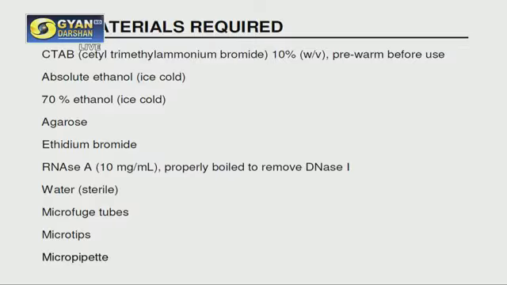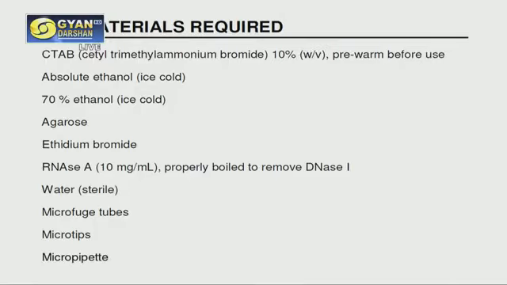First, as I said, CTAB 10%, pre-warm before use. Then you need the absolute ethanol, ice cold. You need 70% ethanol. Then you want to check the quality of the DNA. For that you need agarose. If you remember, in one of my earlier laboratory sessions, I discussed some of the experiments like plasmid DNA isolation, agarose gel electrophoresis, etc.